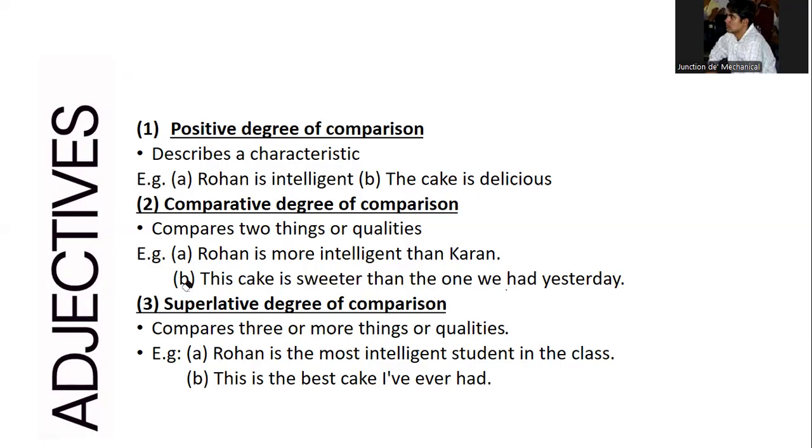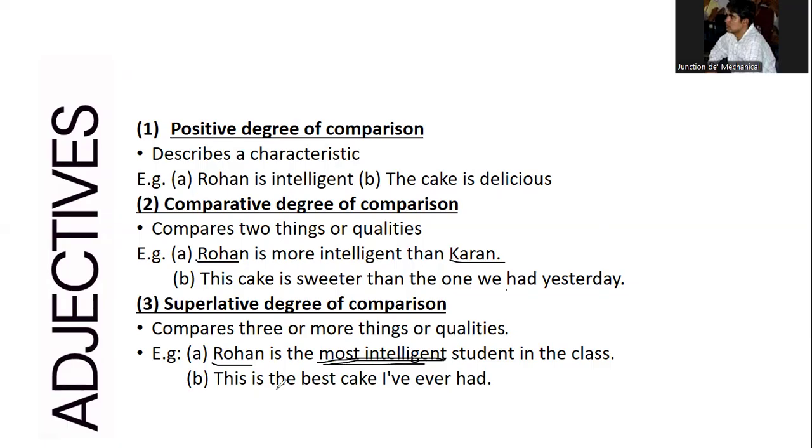Superlative degree compares three or more things or qualities. For example, Rohan is the most intelligent student in the class. Here we saw that we were just comparing two people, Rohan and Karan. But now there are a bunch of people. There are more students in a class. So out of them, Rohan is the most intelligent.